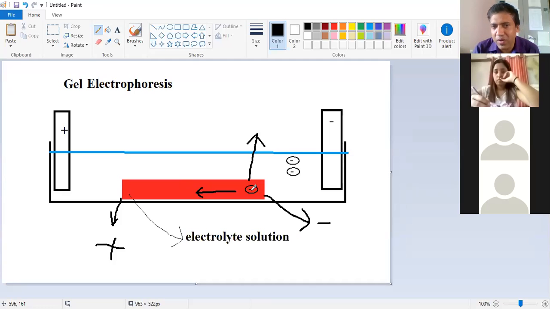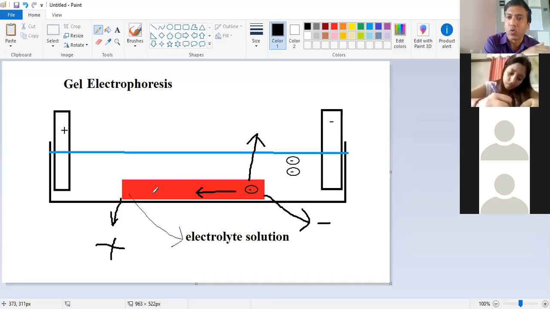So anything you place over here, it will move towards this direction, towards anode. You cannot place anything on the cathode or anode. You will place nearby. So when you place the anions nearby cathode, they will move away from the cathode towards the anode. Am I clear? Yes, sir. Okay, fine.